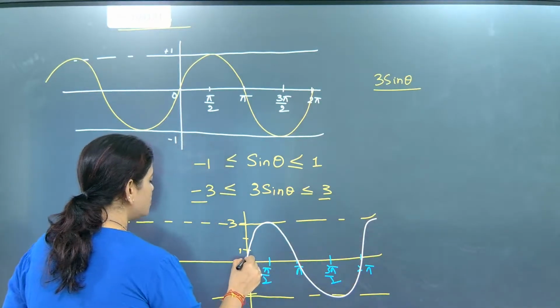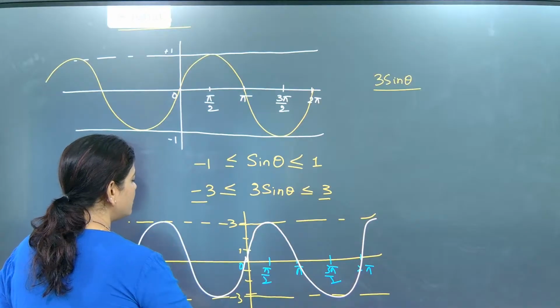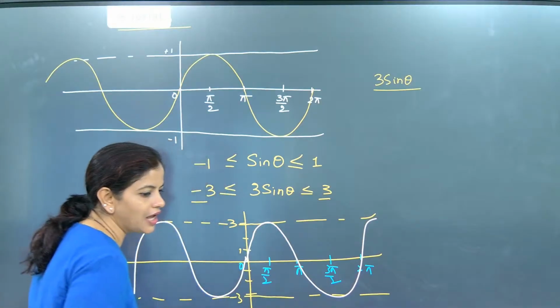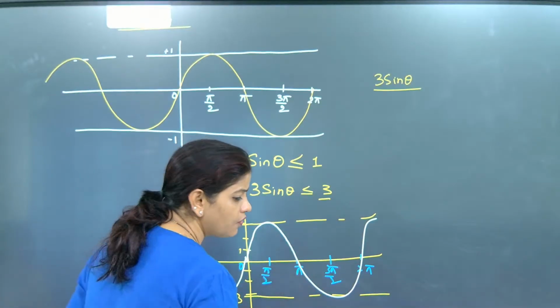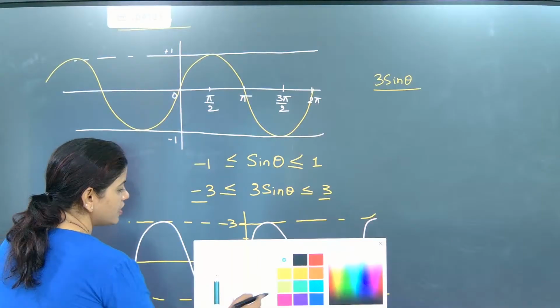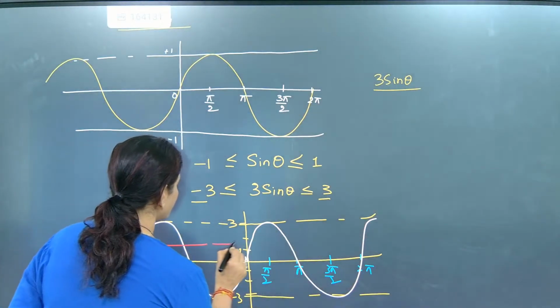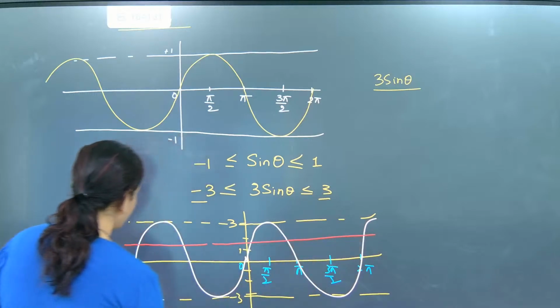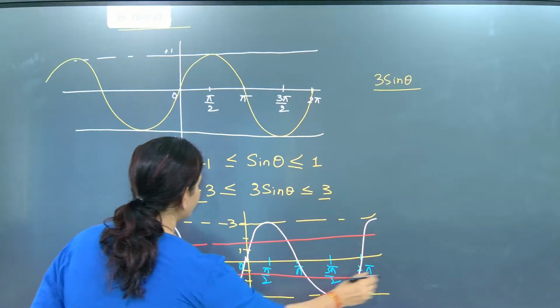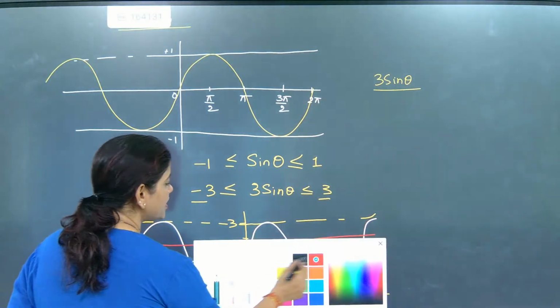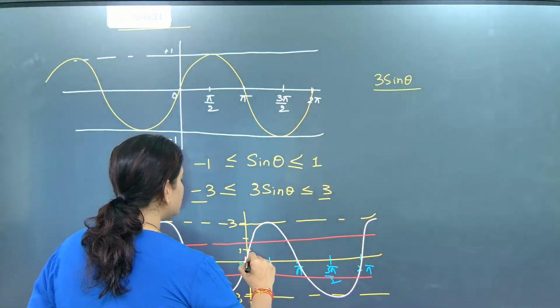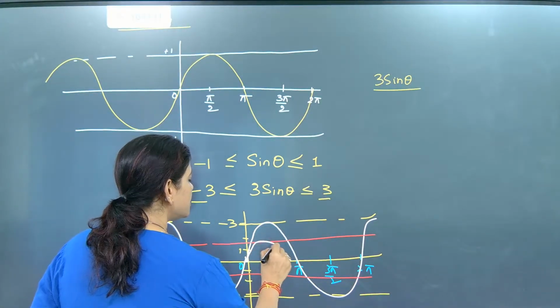Okay. And if somebody tells you to compare the sine theta graph along with this graph, then we are going to draw another line in that. Its interval will be 1 and here the interval will be exactly 3. So that graph will be like this. The cutting angles are the same. It will come like this. See?